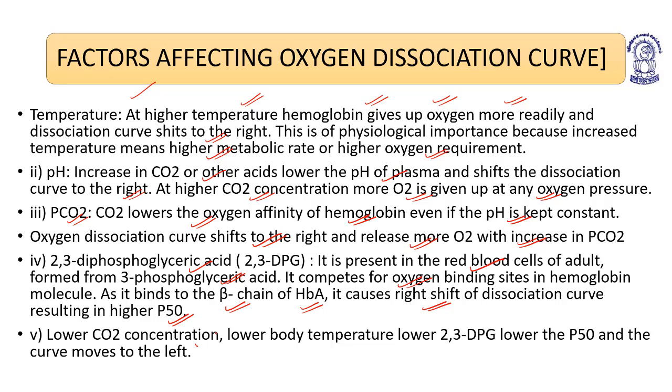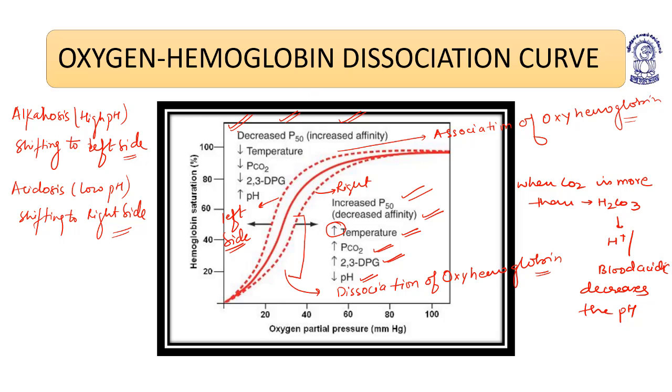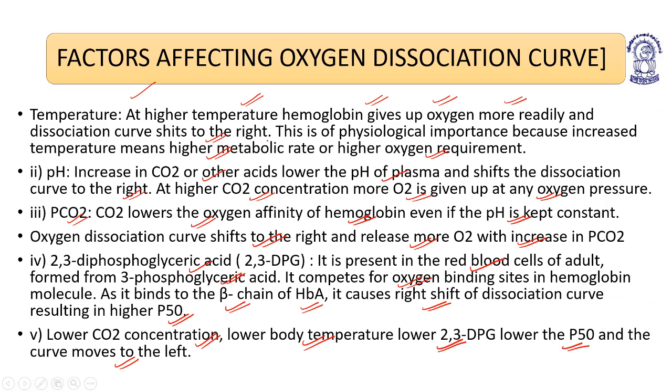Lower CO2 concentration, lower body temperature, lower 2,3 DPG, lower P50, and the curve moves to the left side. Okay. If all things are lower, decreased P50, decreased temperature, decreased PCO2, decreased 2,3 DPG, it will shift to the left side. Okay. So shifting to the right side and shifting to the left side, I hope everything is understood.